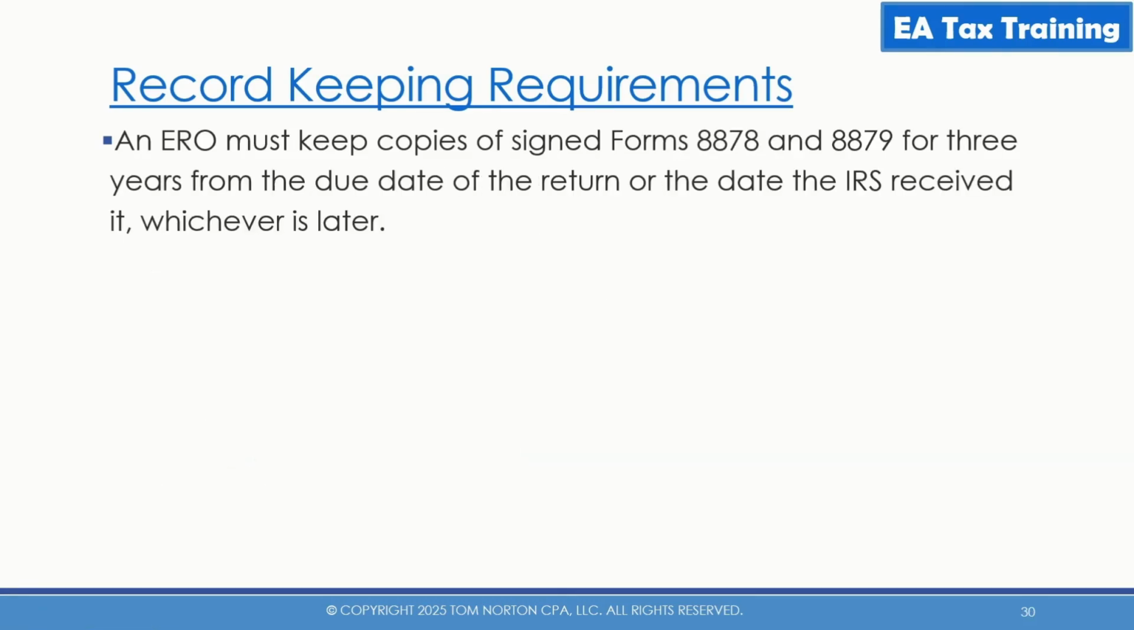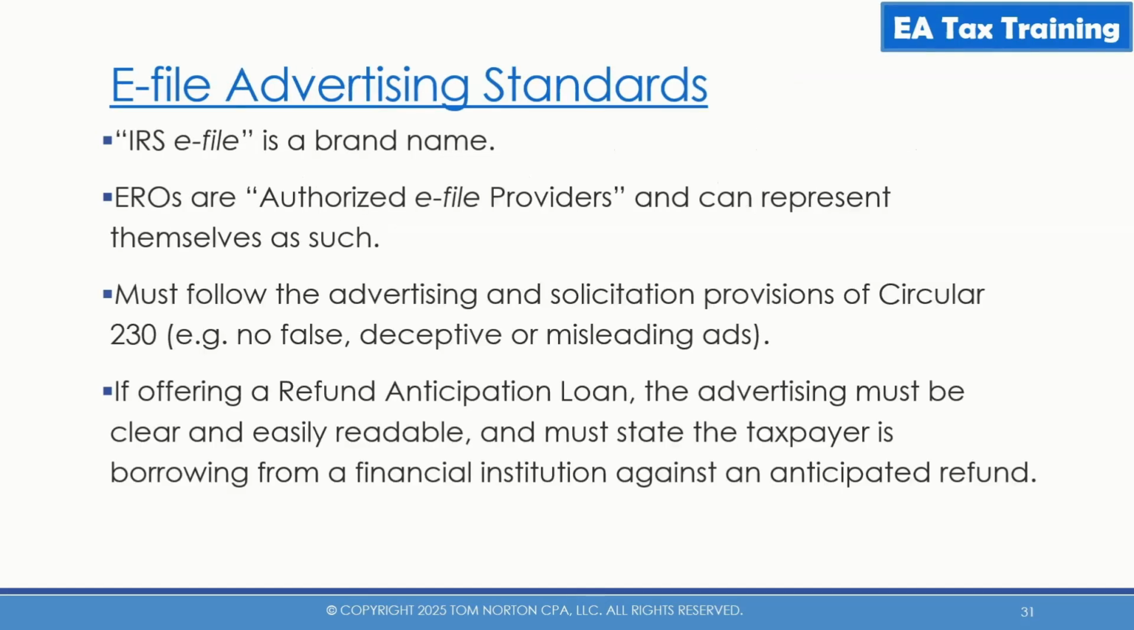An ERO must keep copies of the signed Forms 8878 and 8879 for 3 years from the due date of the return or the date the IRS received it, whichever is later. So that's their authorization to e-file and their statement that yes, the tax return is in fact true. Have to keep that for the statute of limitations, the later of 3 years from when the return was filed or was due.